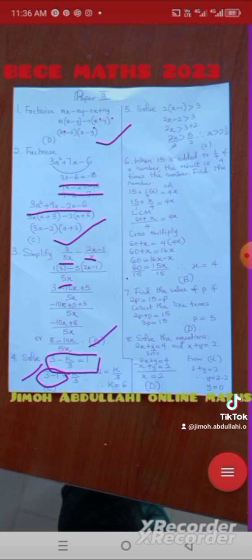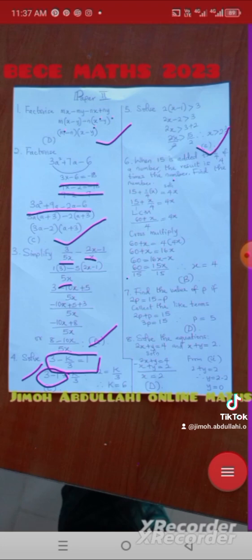Then the number 5, this one is an inequality question. So you are going to open the bracket, and after opening the bracket, you collect the like terms. So when you send minus 2 to the other side, it becomes plus. Then divide both sides by 2, you are going to have x is greater than 2 whole number, 1 over 2. So the answer is C.